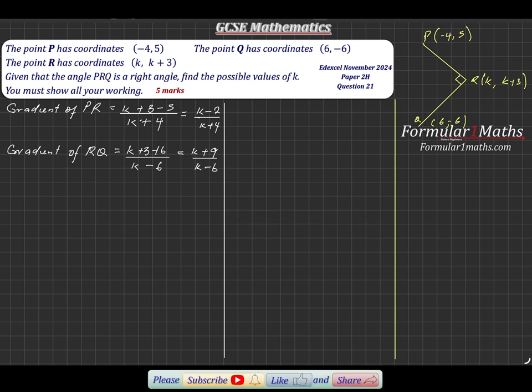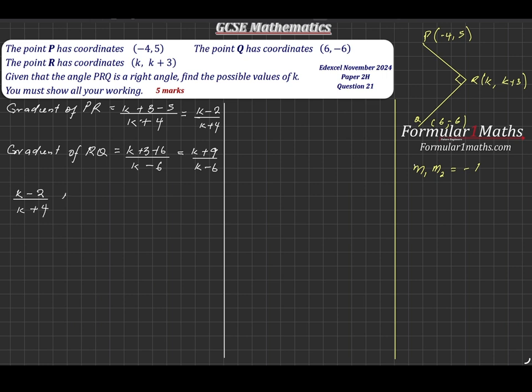But we know that when two lines are perpendicular, like these two, their gradients will multiply to give you -1. So if m1 is the gradient of one times m2, the gradient of the other, that will give me -1. So if I use that principle over here, I'm going to get k minus 2 all over k plus 4 times k plus 9 over k minus 6 is equal to -1.